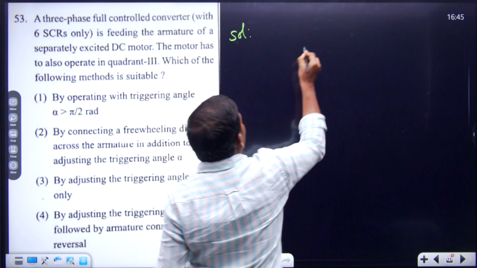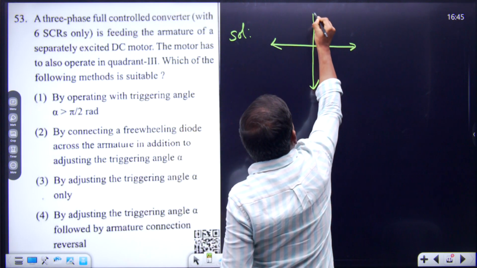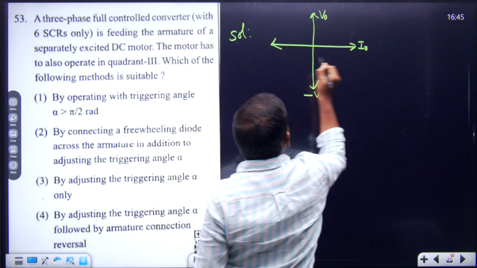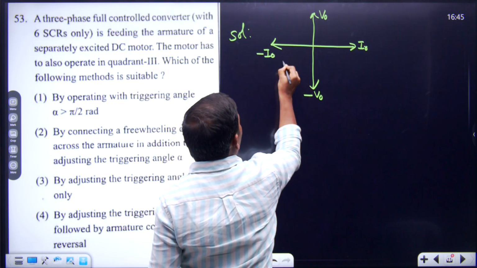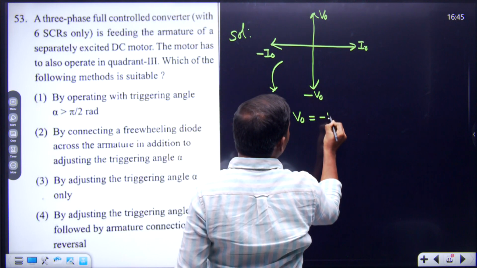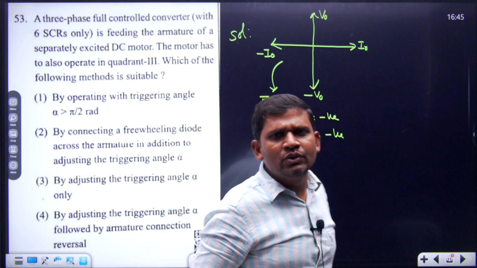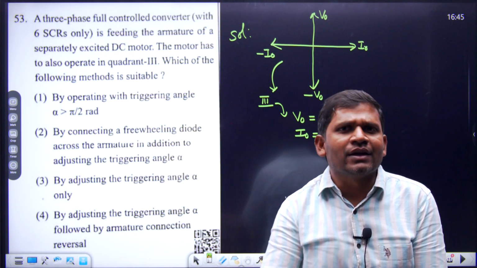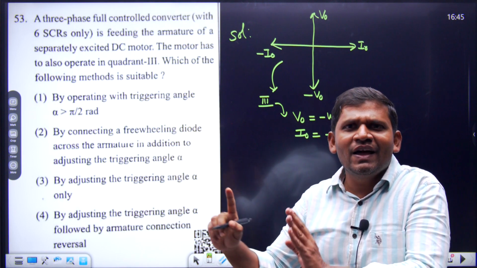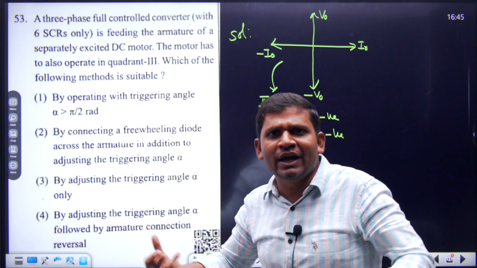Third quadrant means, yes friends, in the four quadrant operation of the converter, this is V naught, this is minus V naught, this is I naught, this is minus I naught. Third quadrant means this is the third quadrant. For third quadrant, V naught is negative, I naught is also negative. To make V naught negative, I naught negative, in the case of rectifiers, alpha greater than 90 degrees, no doubt at all. If alpha greater than 90 degrees is maintained, voltage is negative.